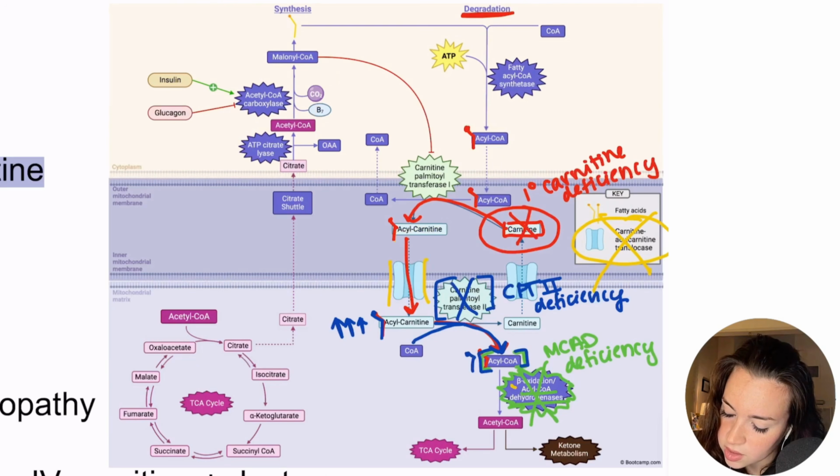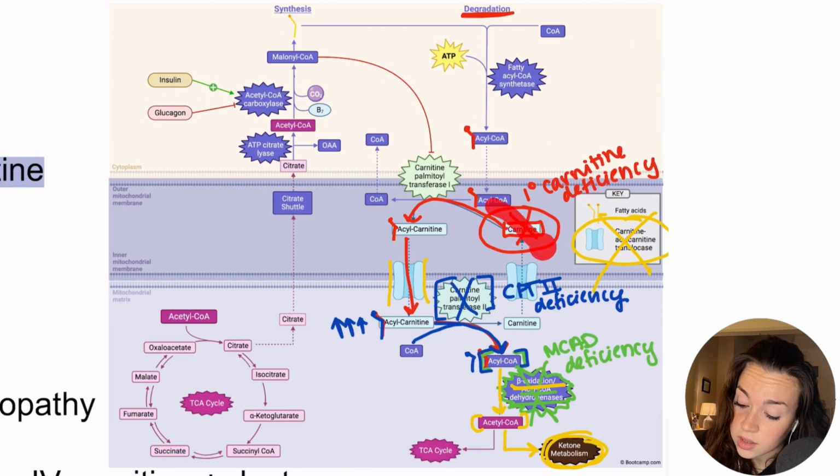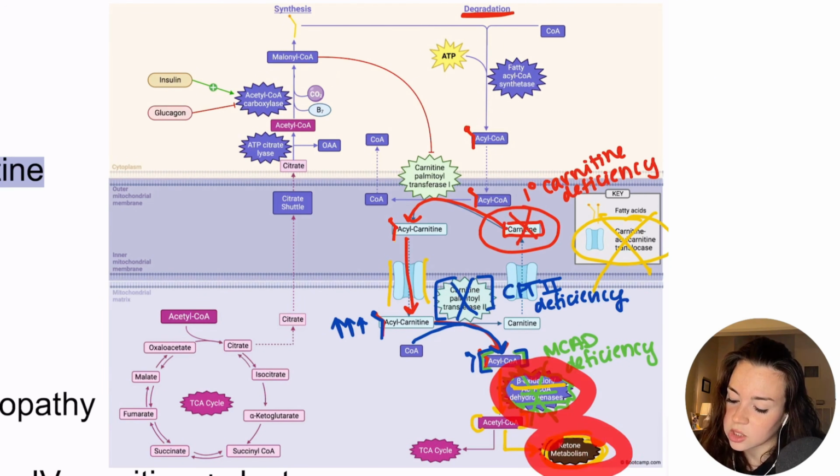So take a look. Here's our beta oxidation step. Here's our ketone metabolism step, right? Because beta oxidation liberates acetyl-CoA, which can go on to form ketones. We'll talk more about that in the next video, but you could see any one of these deficiencies is interfering upstream from beta oxidation and ketone metabolism.